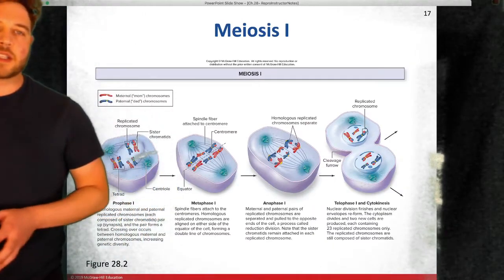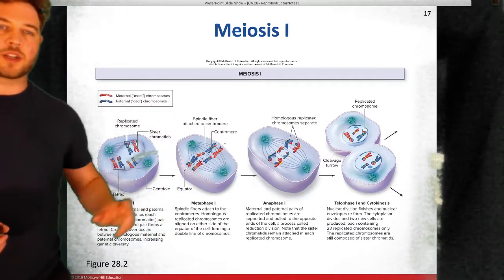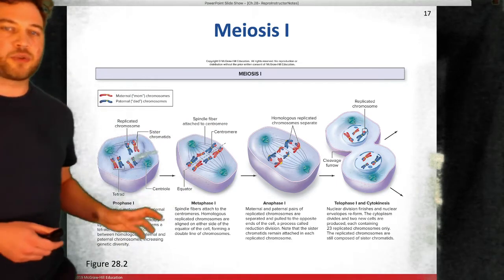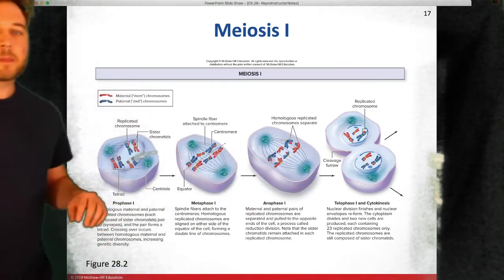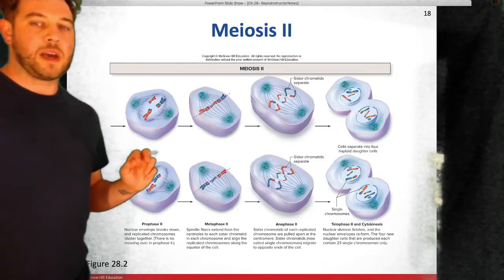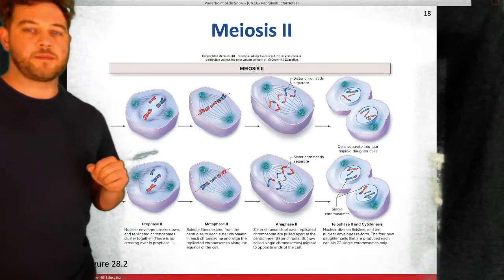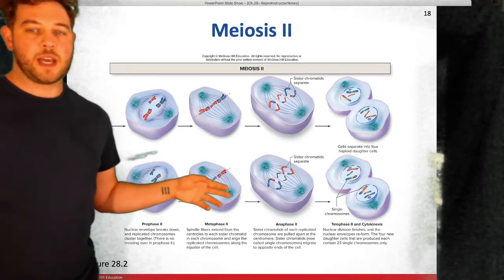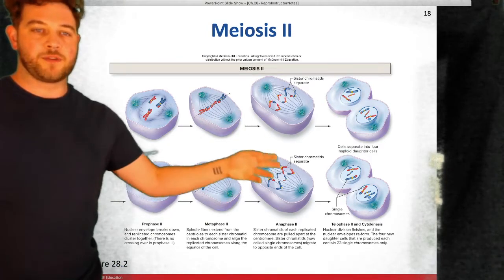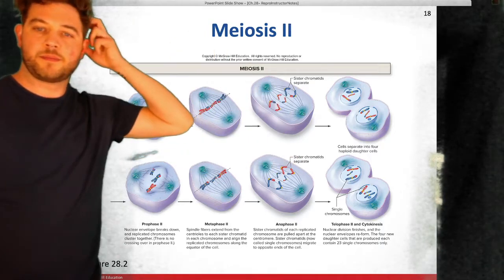Okay, going through the phases. Meiosis 1 is going to start off just like mitosis. You have prophase, metaphase, anaphase, telophase, and cytokinesis when they start to split. And then you have a second round of division. It goes through prophase 2, metaphase 2, anaphase 2, and then your final cell division.